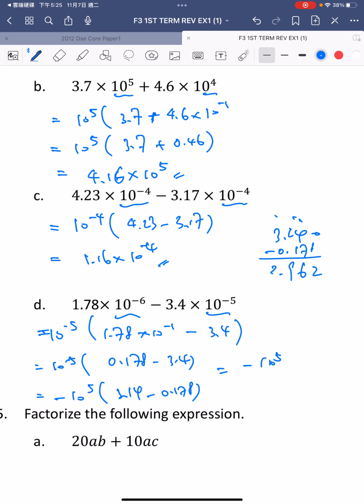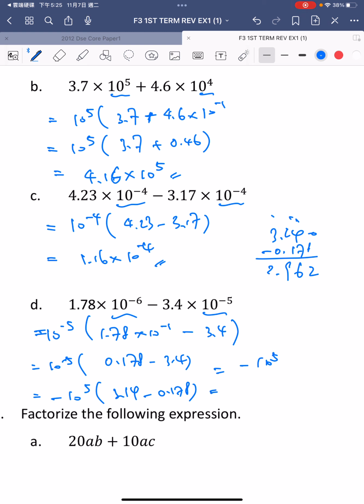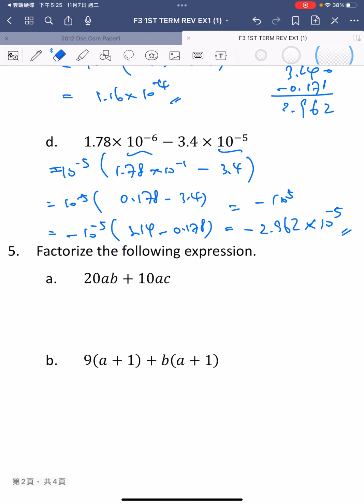So try to use the calculator to check it again. We have 3.14 minus 0.178. This is equal to 2.962, which is correct. So now we have the answer should be equal to negative 2.962 times 10 to the power of 5. Sorry, negative 5. We take out the negative 5, isn't it? Okay. So that's for question 4. So now we're trying to do the question 5.